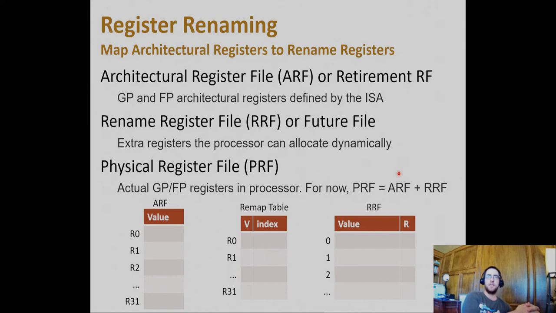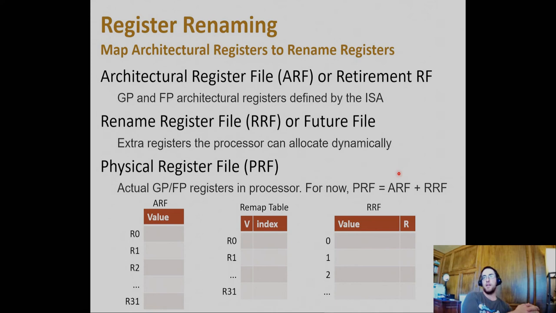Finally, the physical register file is a term for all of the registers that the machine actually has implemented inside of it. So this is the set of all of the general purpose and floating point registers of the processor. For the time being, we're going to consider the physical register file to be the union of the architectural register file and the rename register file. So we've got our storage in our ARF and our RRF.